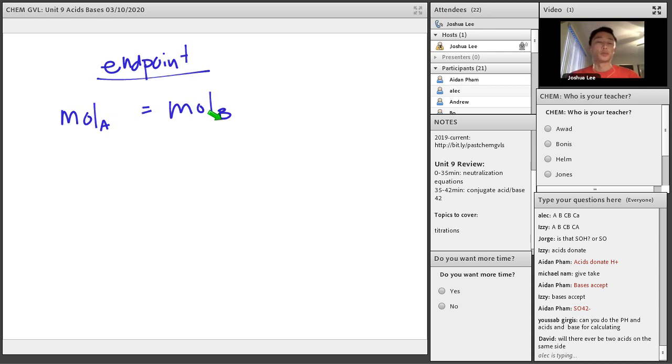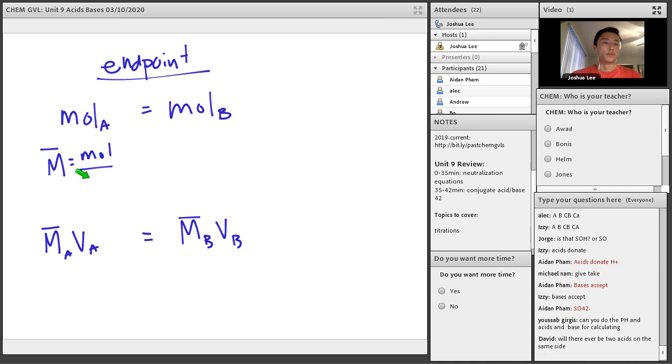To find the moles of acid and moles of base, we usually know the molarity of the acid and the volume of the acid, and the molarity of the base and the volume of the base. We know that because molarity is moles over volume, in this case liters. So if we want to go to the moles, we multiply both sides, so moles equal molarity times liters. And liter is just a unit of volume. So MV equals MV.